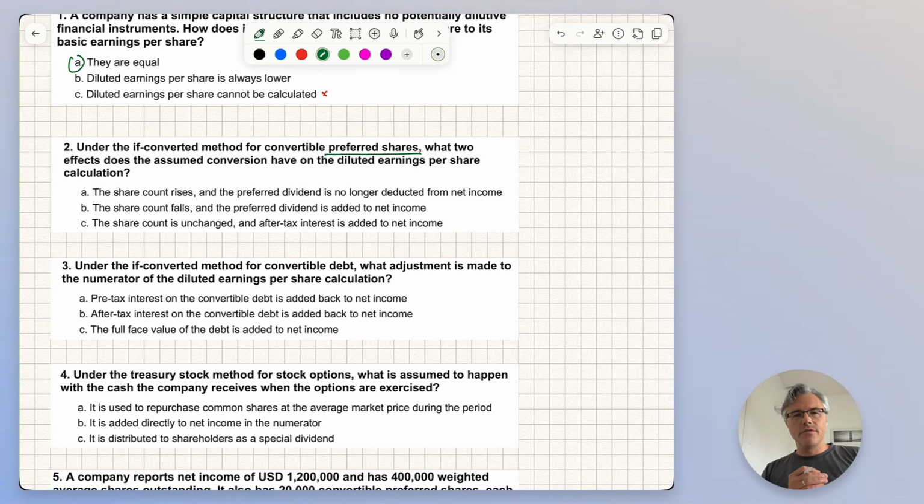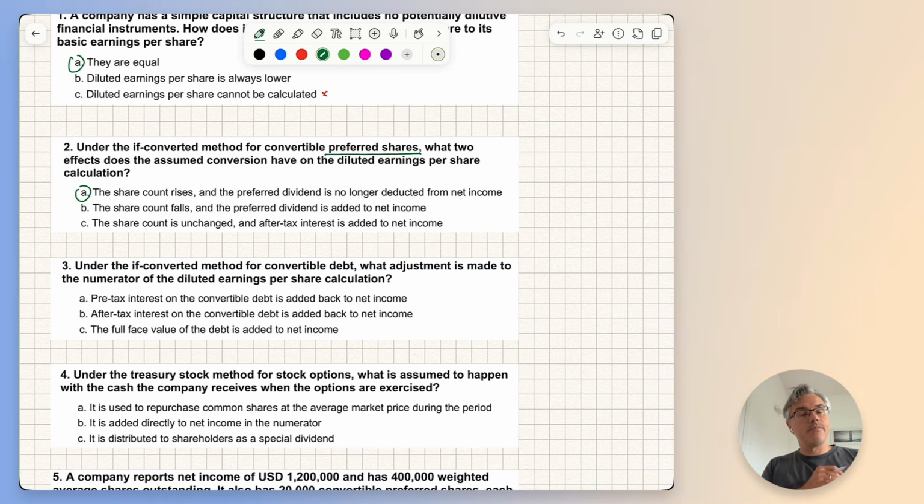In the case of the numerator, where we've got as the first piece of data net income, you're going to assume that if the preferred shares do indeed convert, you will no longer have to pay the preferred dividend. So that preferred dividend will no longer be deducted from the numerator, whereas in the denominator, we assume an increase to the number of shares because the preferred shares have converted. So let's have a look. The answer A, the share count rises and the preferred dividend is no longer deducted from net income.